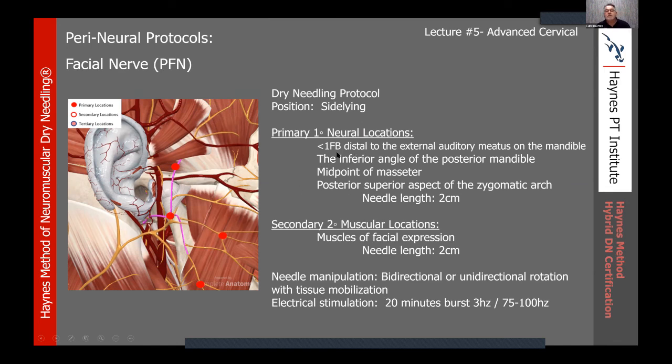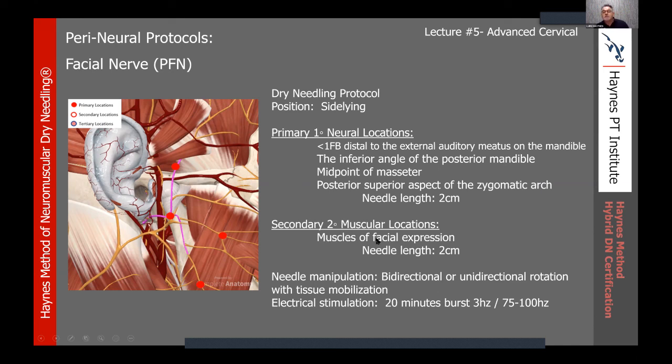So our primary locations: less than 1 finger breadth distal to the external auditory meatus. Here, needle length is going to be 2 centimeters or less. So just posterior to the ramus of the mandible, we're going to needle into there. Then the inferior angle of the posterior mandible, the midpoint of the masseter, and then the posterior superior aspect of the zygomatic arch. So 4 nice little locations right here.